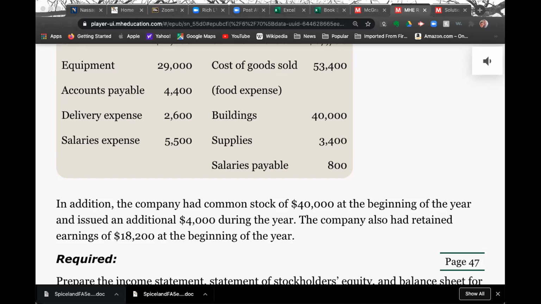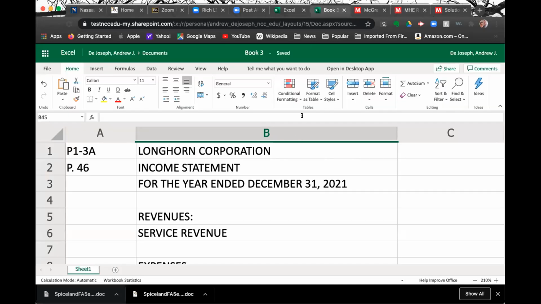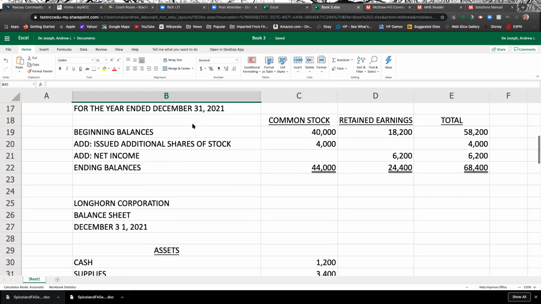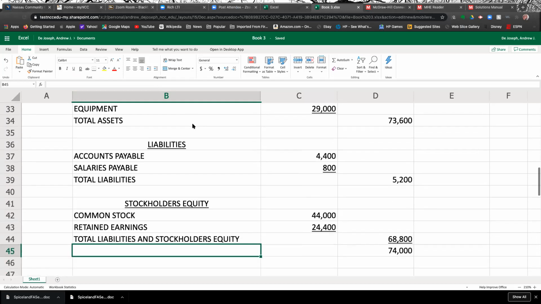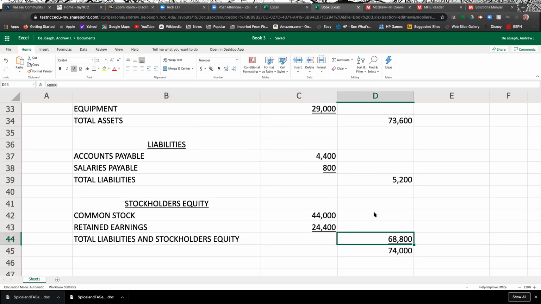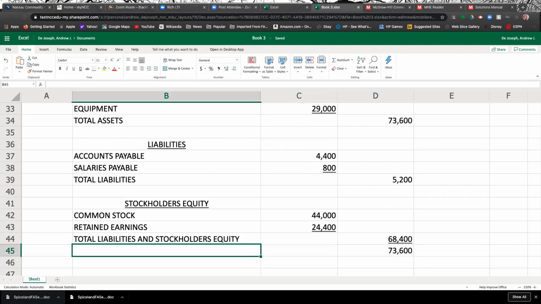I see the error you made. Where it says your total liabilities and stockholders' equity, you have 68,800 when it should be 68,400. Thank you. See, so it was something as basic as that. Now, I don't think you would have that problem in Connect because I think it does some of your addition for you, right?